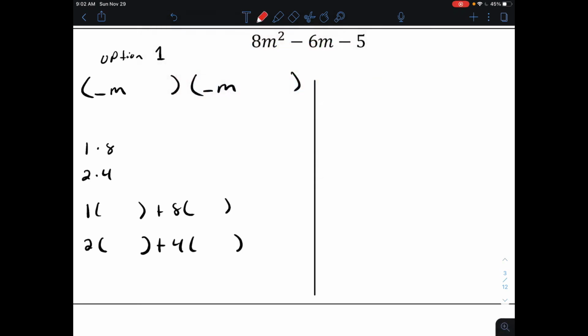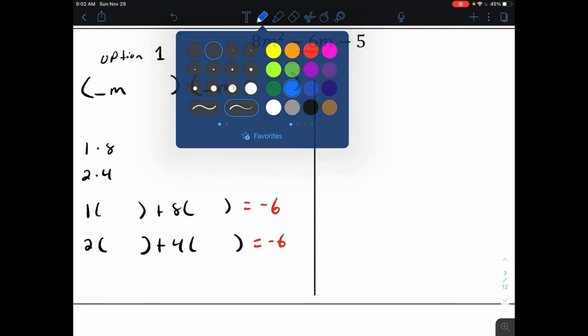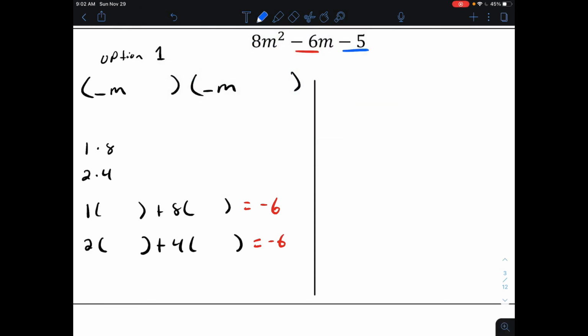Well, I need to add together to be negative 6. But what I have to multiply the 1 and the 8 by are the factors that make negative 5. So negative 5, or 5 itself, are just 1 and 5. So I'm fortunate from that standpoint that I'm either going to have a positive 1 and a negative 5, or a negative 1 and a positive 5. And I'm plugging in to see if it would work in this first set or this second set.